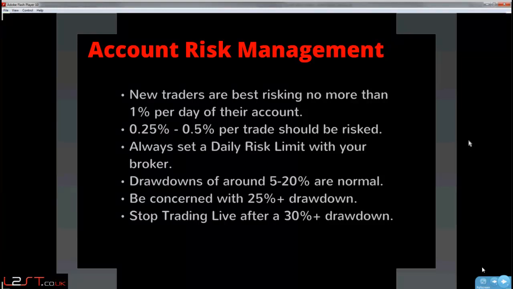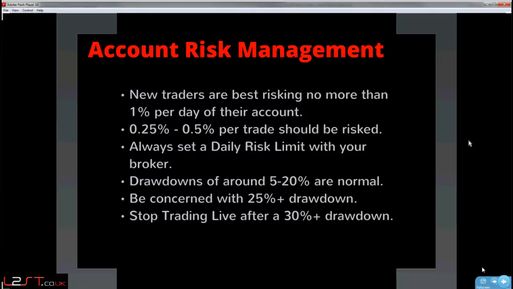So if you have a $50,000 account, don't risk more than $500 per day. If you have a $20,000 account, don't risk more than $200 per day, etc. Generally, you want to use about a quarter or half of that as the risk per trade.